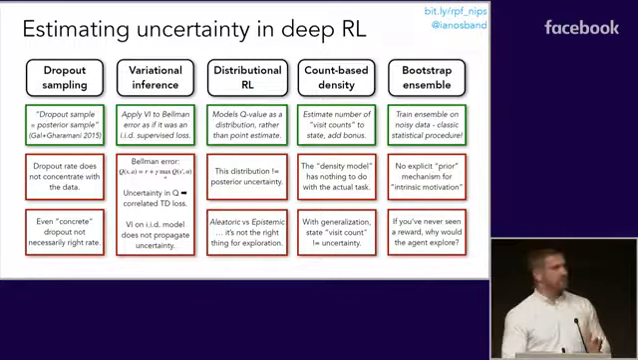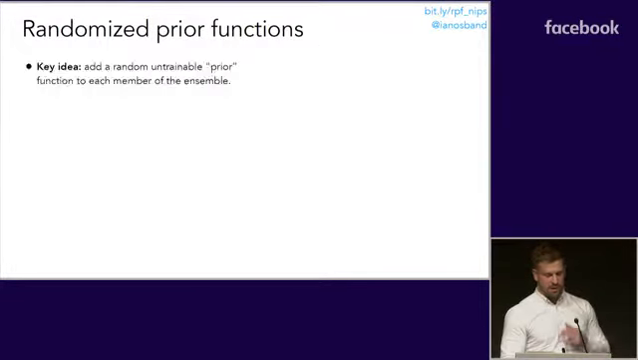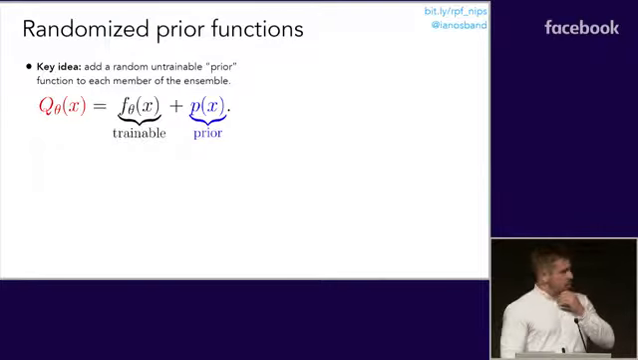But this paper is about trying to address the shortcomings in bootstrap ensembles and try to get something that works like a prior. So we call it randomized prior functions. You add a random network to each member of your ensemble. That provides an offset. We say it's like a prior.